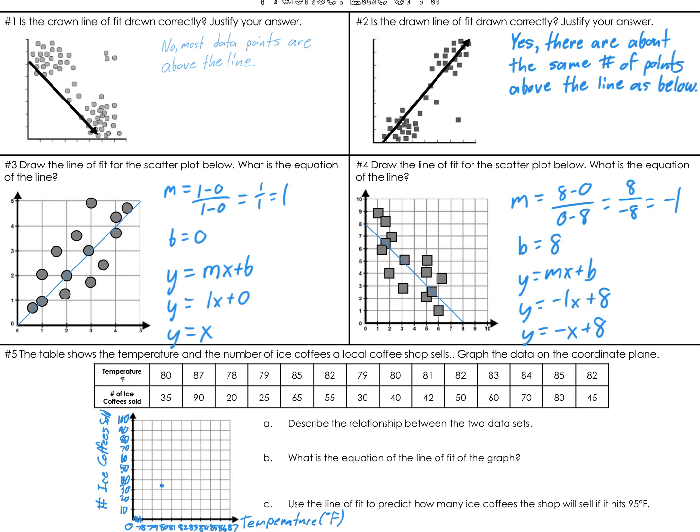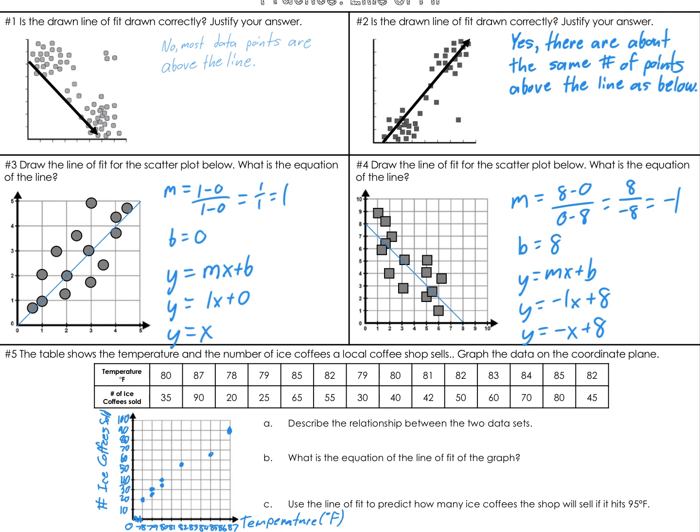So the first point is 80, 35. The second point is 87, 90. And then 78, 20. And then the fourth point is 79, 25. The next point after that is going to be 85, 65. And then we have 82, 55. The following point is 79, 30. And then we have 80, 40.